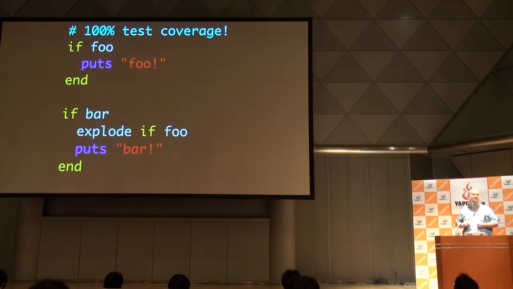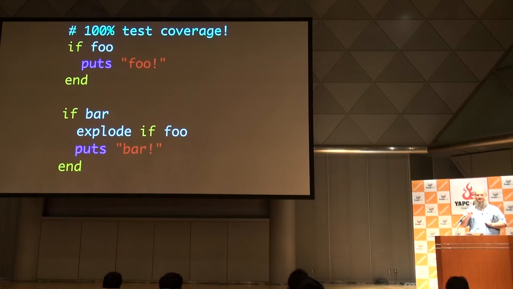This code, which runs fine with foo true, or bar true, but not foo and bar true, has 100% test coverage when run with either but not both. Coverage can be deceptive, and it's something where when you look at it, you should be able to say, I feel more confident in these tests.